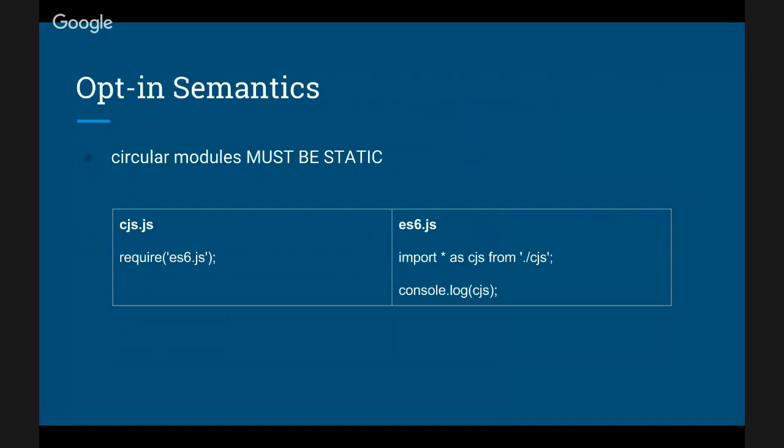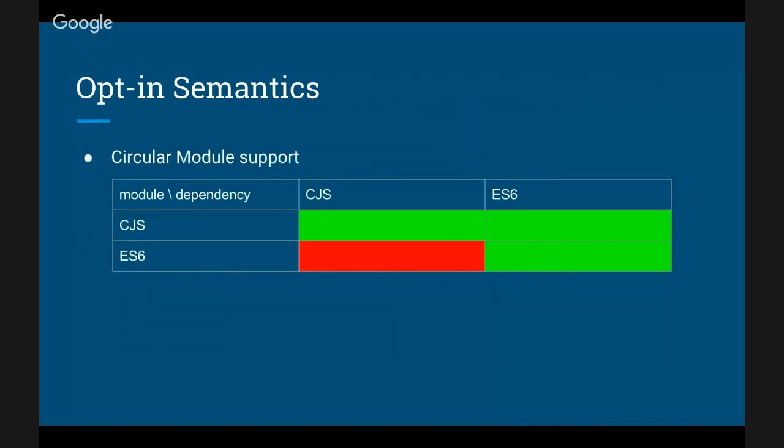This is not true if ES6 modules were to require other ES6 modules because all their bindings are hooked up before they're evaluated. So what does this really mean? What's the support problem here?